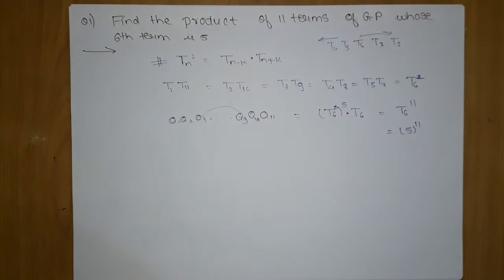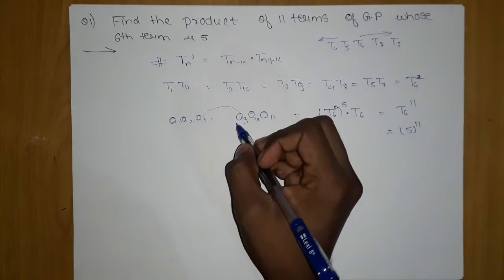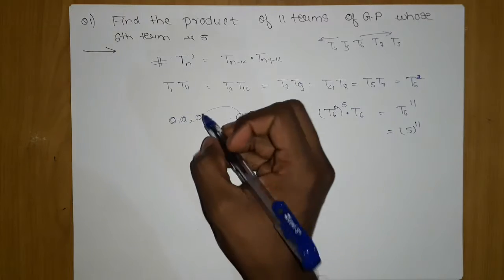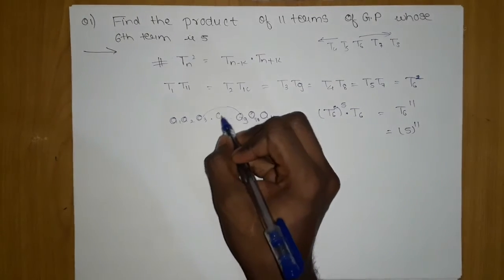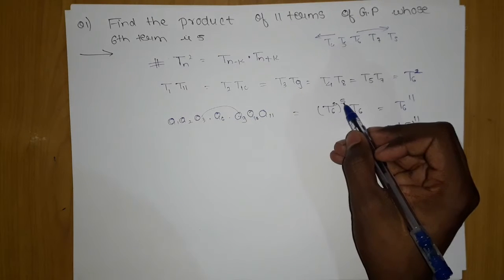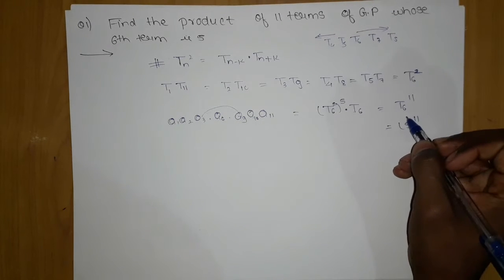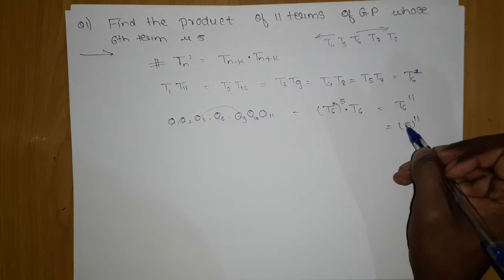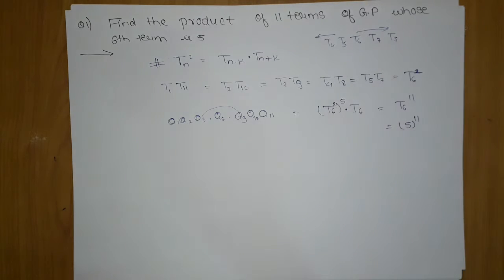So t3 into t9 will form t12, that is n plus 1. The middle term will be t6, so this will form t6 power 5 times, into t6, which will give me t6 power 11. The whole t6 is 5, so 5 power 11. So we got this result.